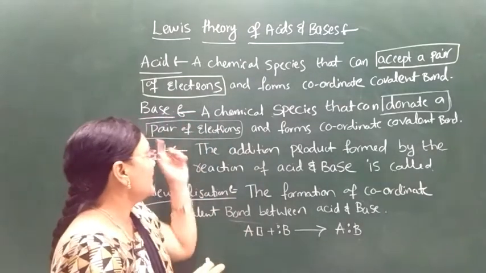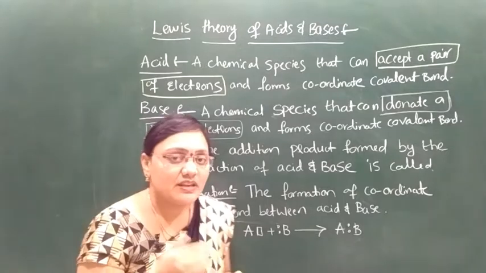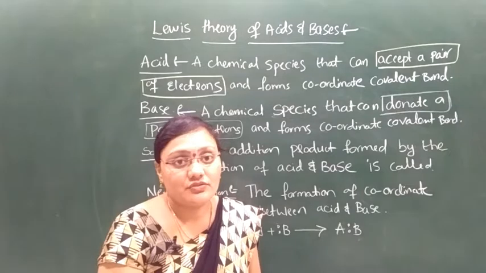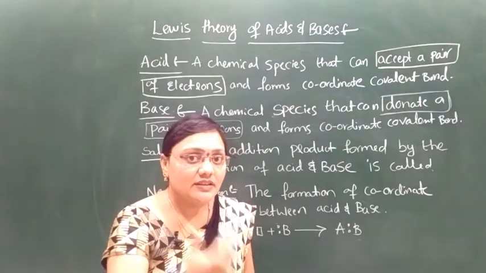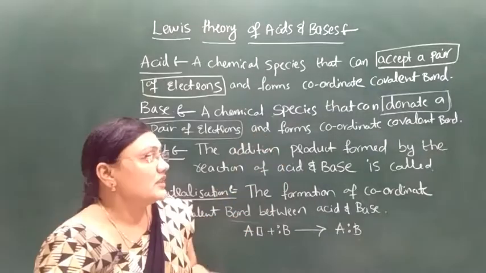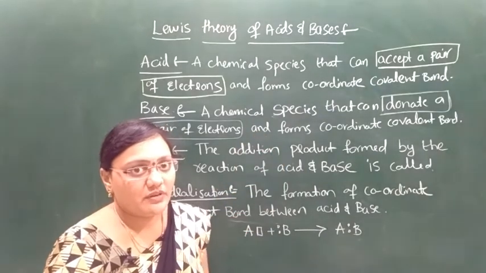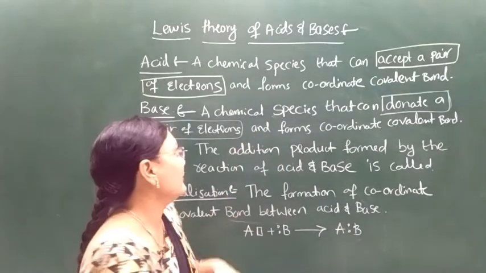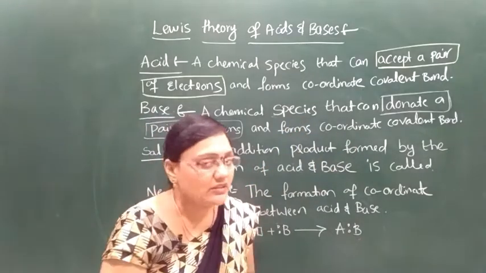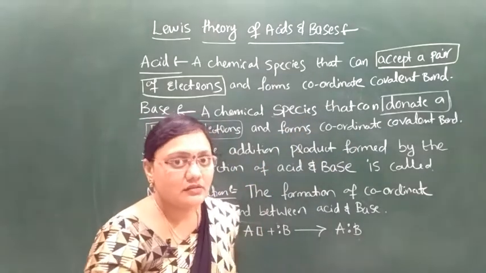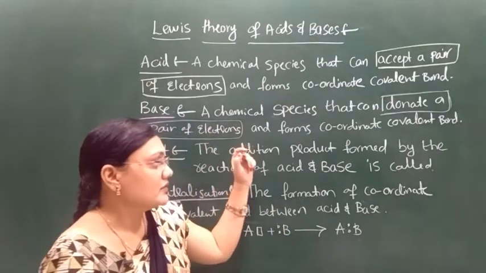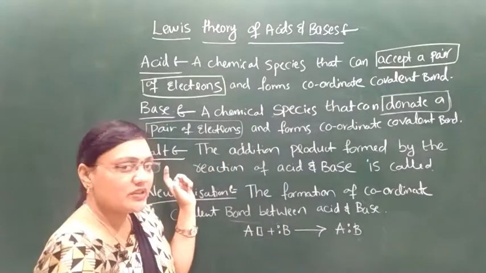And the next one is the base. A Lewis base is a chemical species that can donate a pair of electrons and form a coordinate covalent bond. An acid accepts an electron pair; a base donates a pair of electrons. That is called a base. And the next one is the Lewis salt.